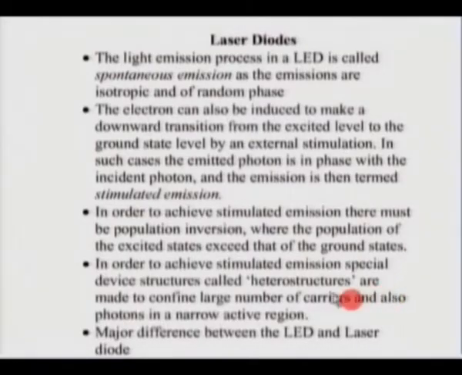In an LED you just have a simple PN junction made of a direct band gap semiconductor of the right band gap to get the desired color, whereas in a laser diode you need to do something extra to make sure that you have a huge amount of carriers, and also they are confined to a very narrow region so that you can satisfy population inversion. So this is done through what is called a heterostructure.